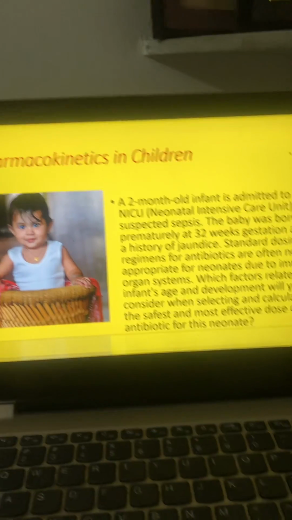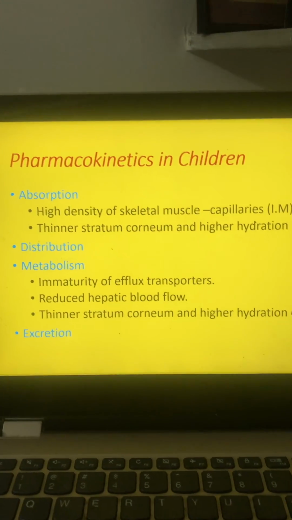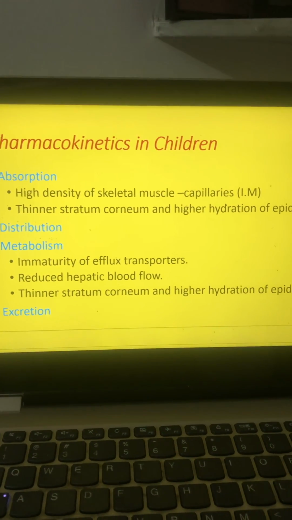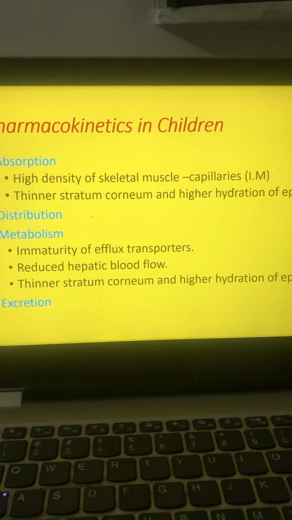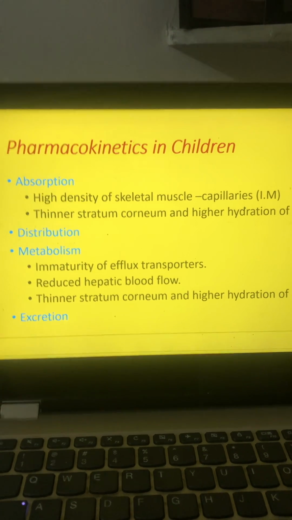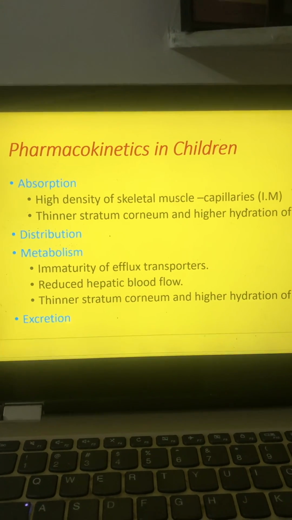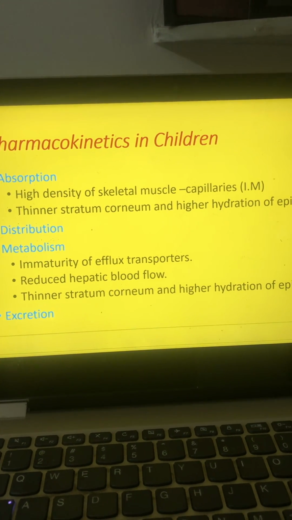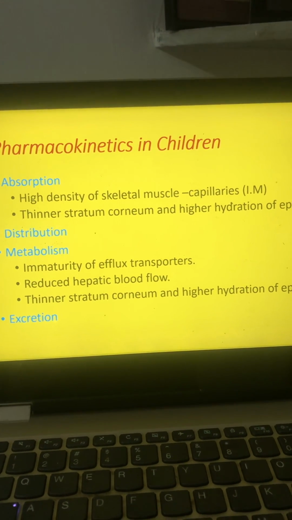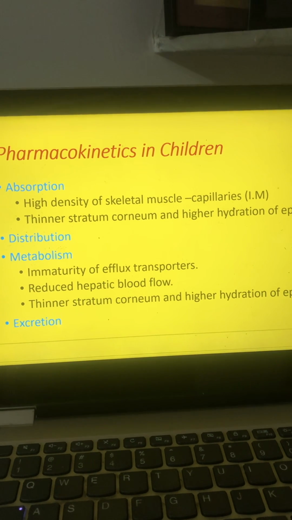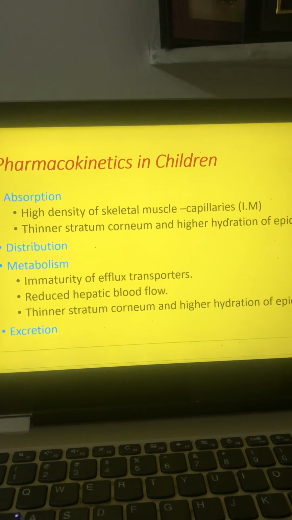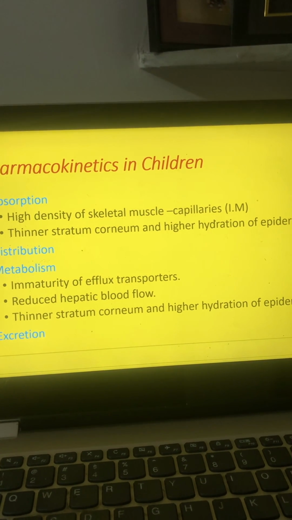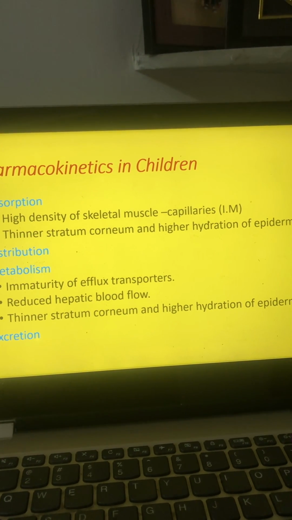Okay, let me discuss pharmacokinetics in children. Absorption. High density of skeletal muscle is there, richly supplied by capillaries. So IM injection is easy. Thinner stratum corneum is there and higher hydration of epidermis, allowing for topical drugs. And in infants, absorption by GI is slow due to decreased rate of gastric emptying. Rectal route provides good absorption for some drugs, for example diazepam.